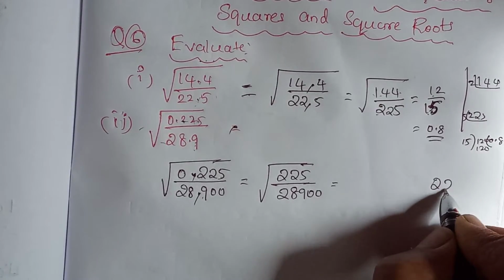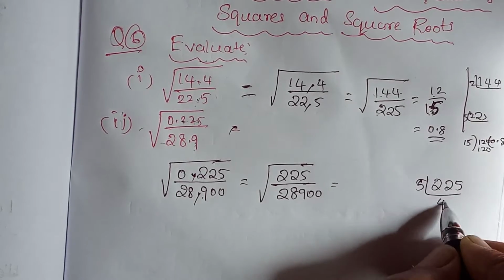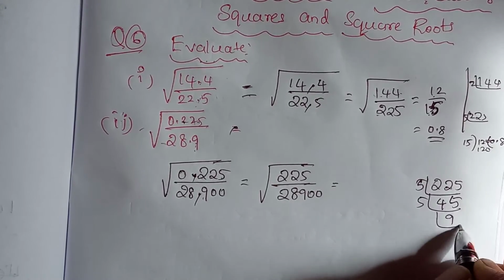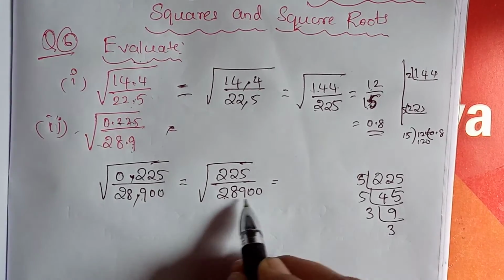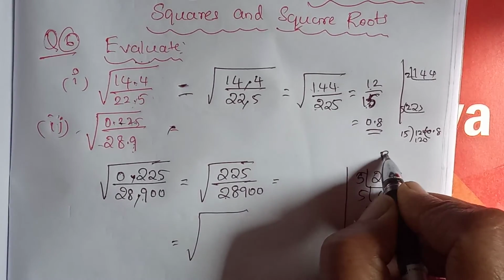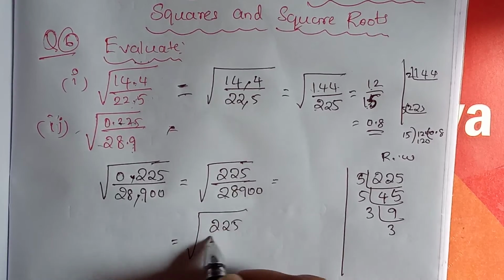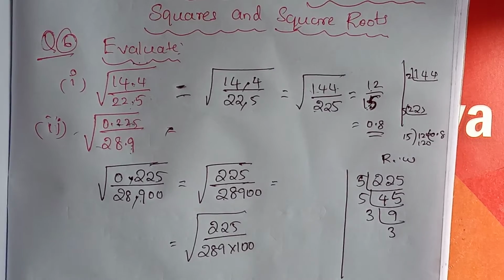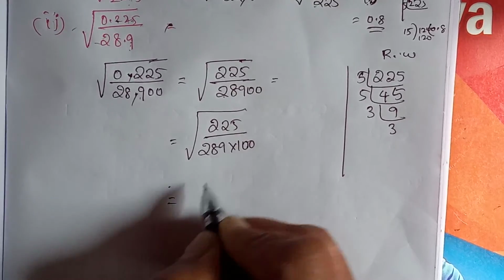This becomes, now this we can write as 225. Now here I will explain, as it is a bigger number in the denominator. 5 fours are 20, 5 fives are 25, 5 nines are 45, 3 threes are 9. Next 28900, this we can write as, this is the RHS children. This is rough work, always right side work. 225 by 289 into 100. We can write like this, so that we can make the solution procedure easy.